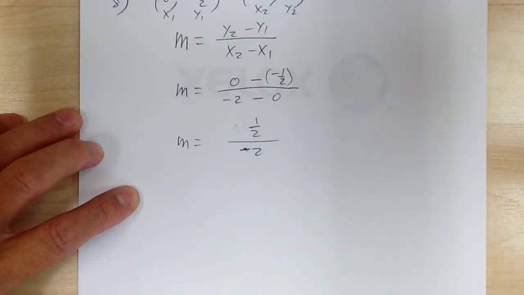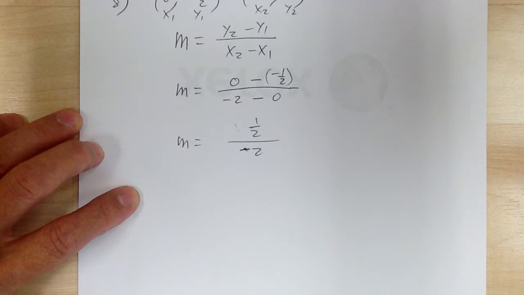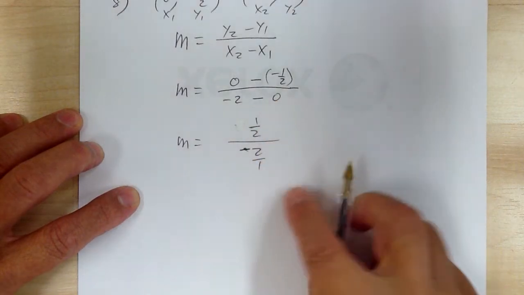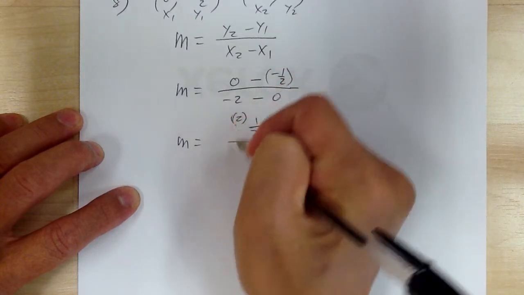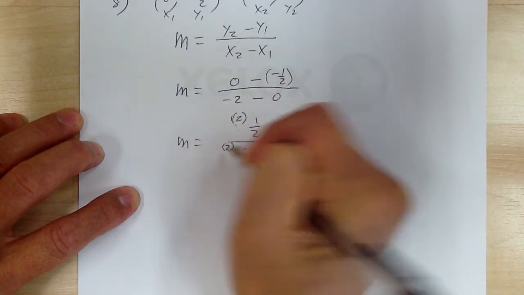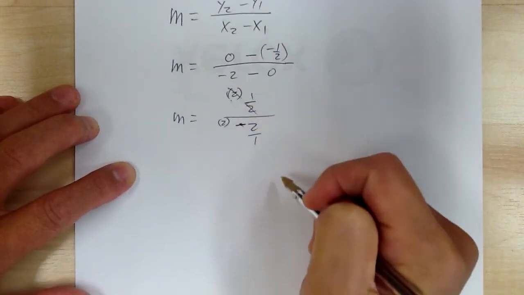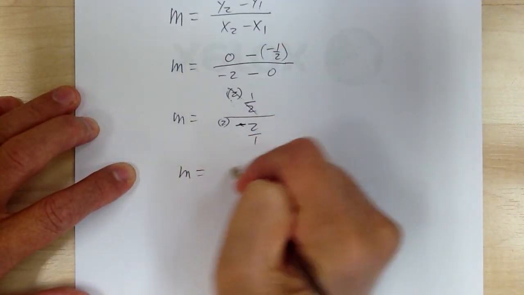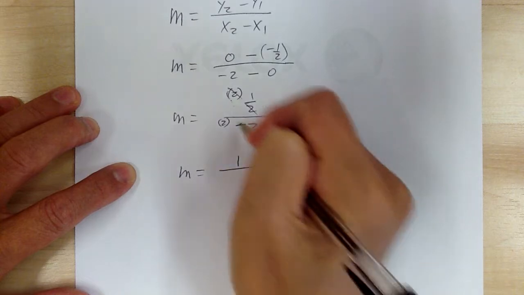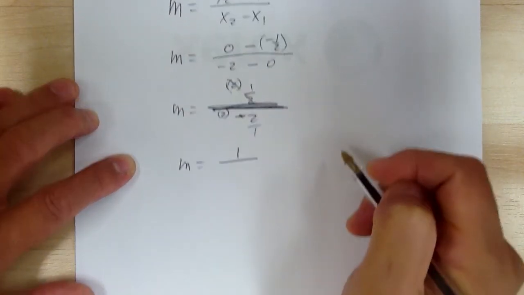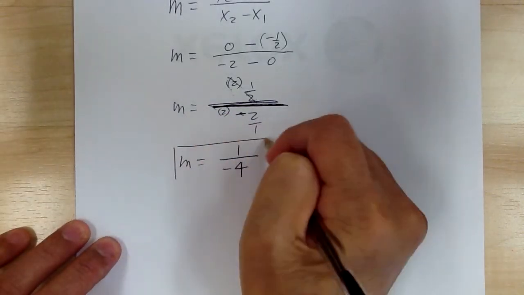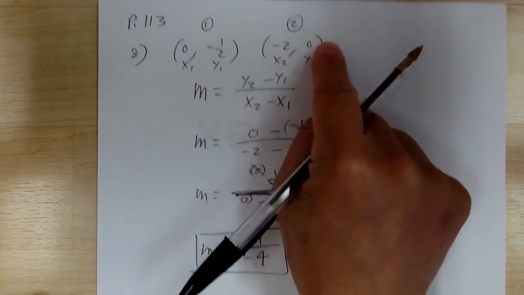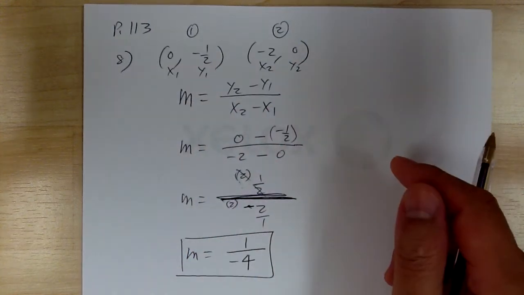Okay, and then to simplify this, it's a complex fraction. So to simplify a complex fraction, you make it into 2 over 1 and multiply by the common denominator. So it'd be 2 and the 2, right? So this will cancel out, and this does not cancel. So m equal to 1 over negative 4. Okay, and that's your slope. So again, if the 2 points are given, you use this formula.